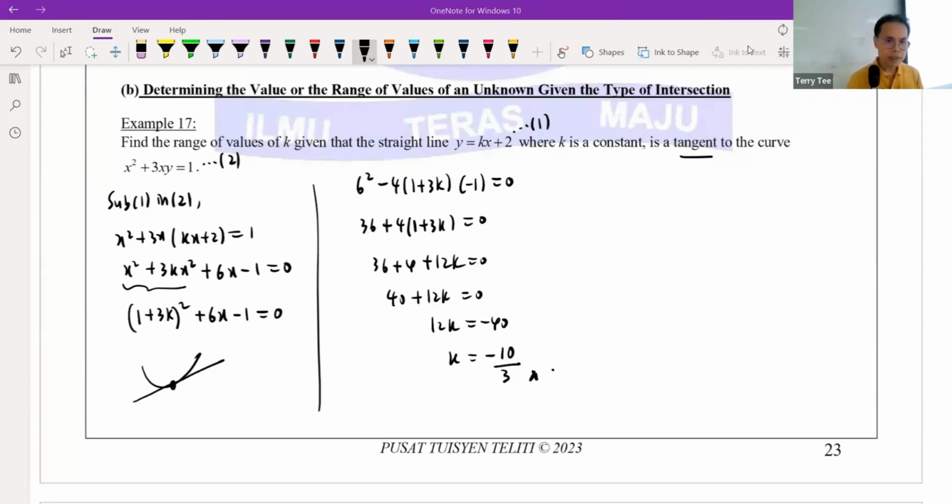This one I wrote wrongly. There's an x, missing x. I actually factorize the number in front. This number is 1. This is 3k. So when you factorize, take out the x squared, you're left with 1 plus 3k. Your a is 1 plus 3k. Your b is 6. Your c is negative 1.